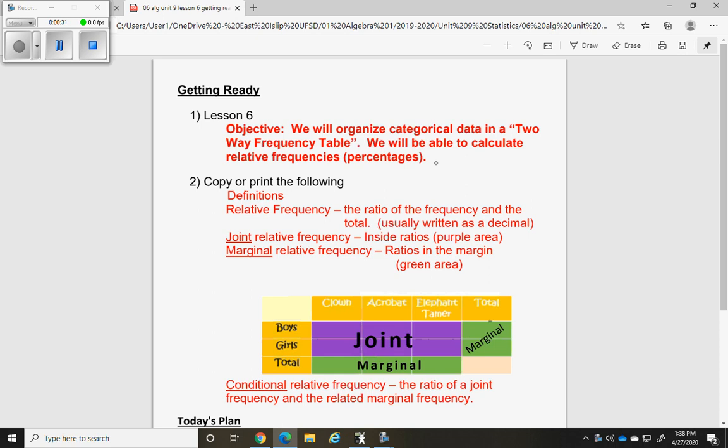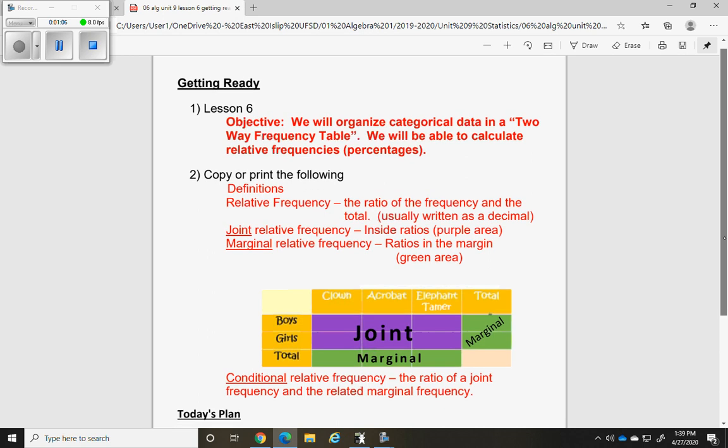And there are some calculations that we can make, something called relative frequency, and there are a few types of relative frequency. So there's the general relative frequency, which is the ratio of the frequency to the total. So we usually write it as a fraction and then change it to a decimal. There's something called joint relative frequency, and those are the inside ratios, and I color coded it down here. I made it purple. And then there's something called marginal relative frequency, which are the ratios that are in the margins, and those are color coded green.